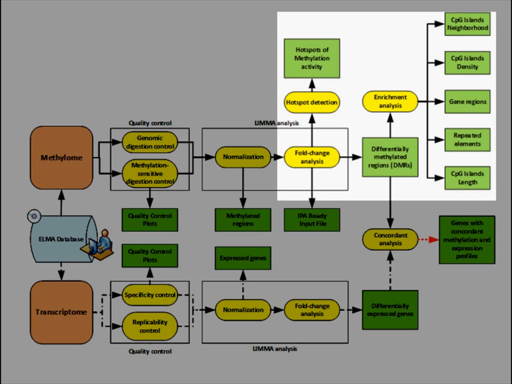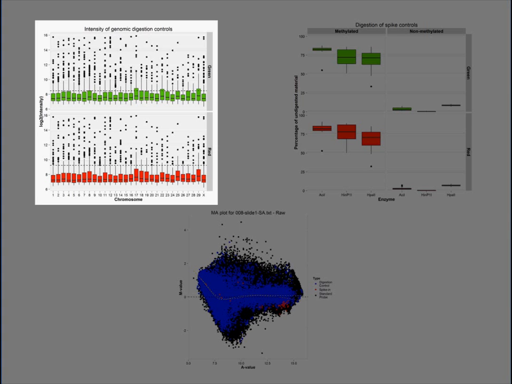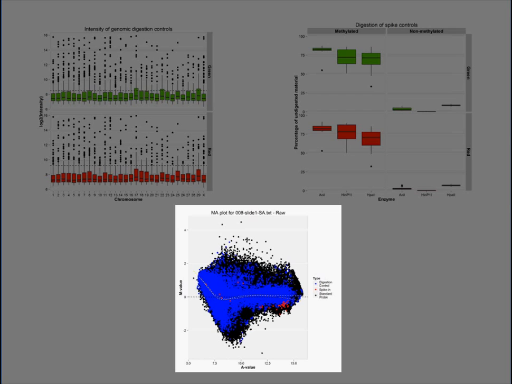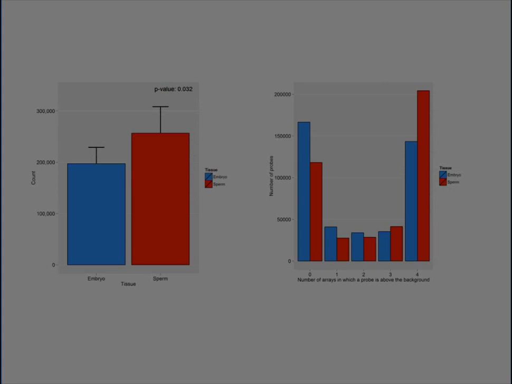Additionally, the epigenetic results are subjected to an in-depth enrichment analysis to determine if certain categories of genomic regions show increased changes in methylation. At each step, EMAP generates plots to help users interpret their data. First, we have quality control plots, which assess the completeness of the genomic digestion, the efficiency of the methyl-sensitive digestion in differentiating methylated and unmethylated fragments, and the overall distribution of signals.